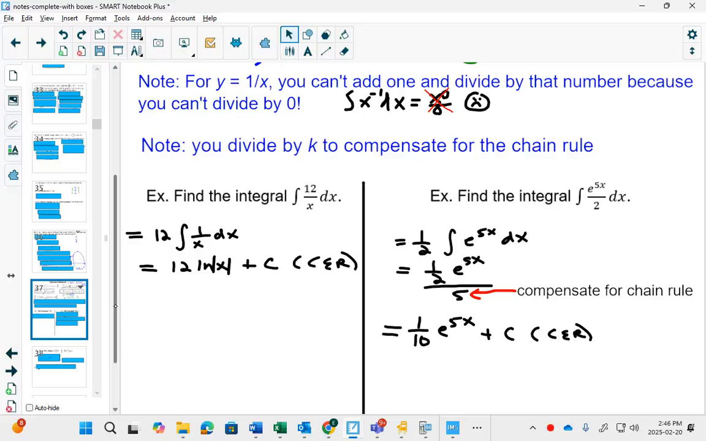Now you can only easily compensate for the chain rule when it's a line. When it's a function, it gets a little bit messed up, but we'll get there.